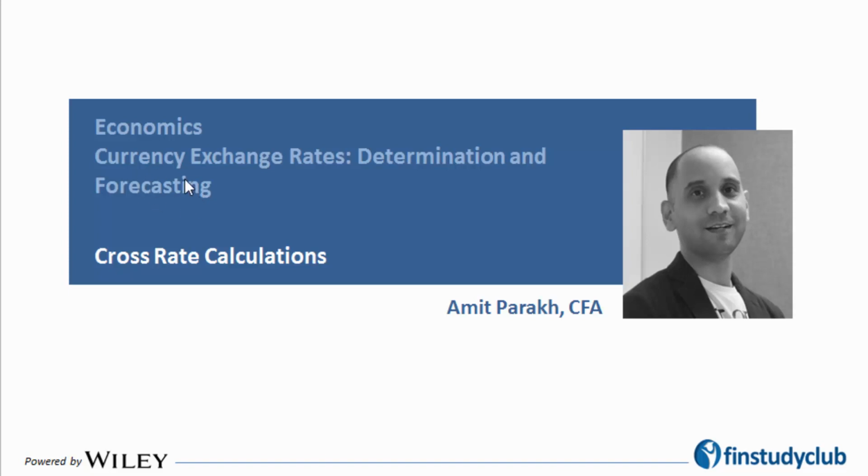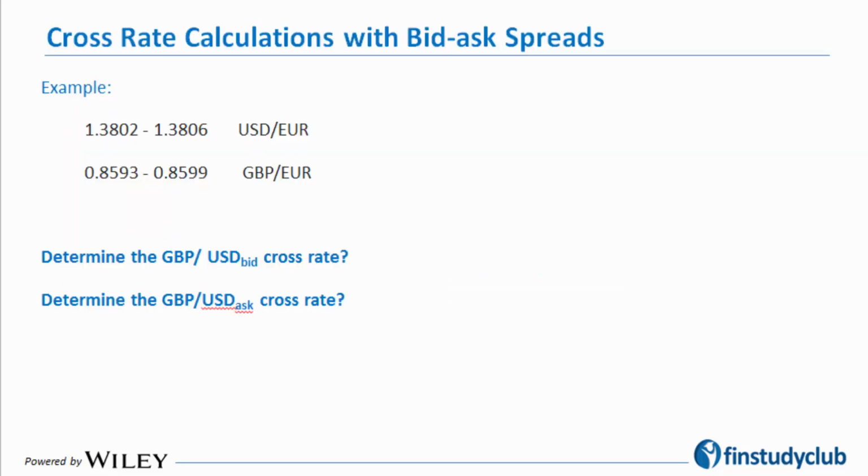Hi guys, we'll continue with our discussion on currency exchange rates, and in this session we shall look at cross rate calculations. So let's have this example. We've been given the USD Euro rate, bid rate 1.3802, and the ask rate 1.3806 US dollar per euro.